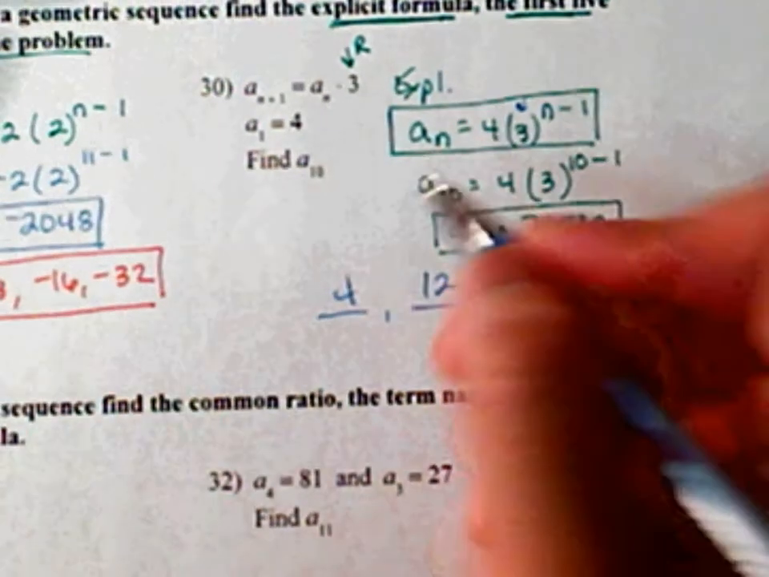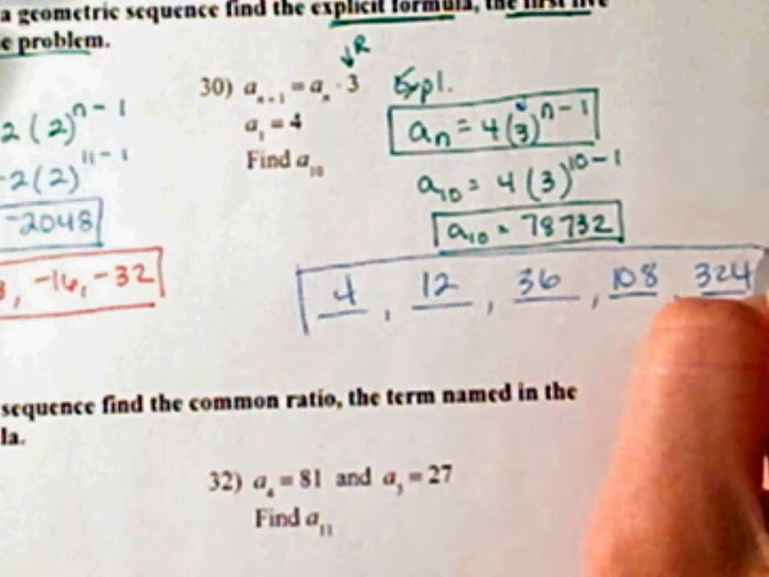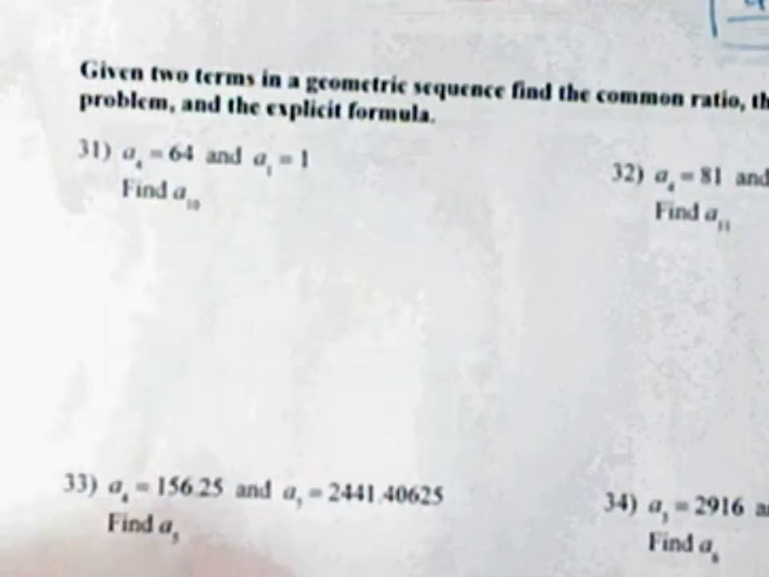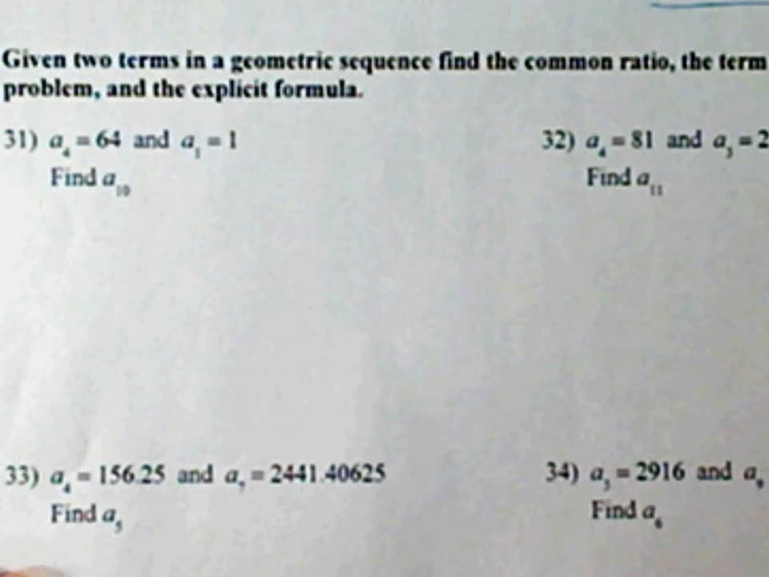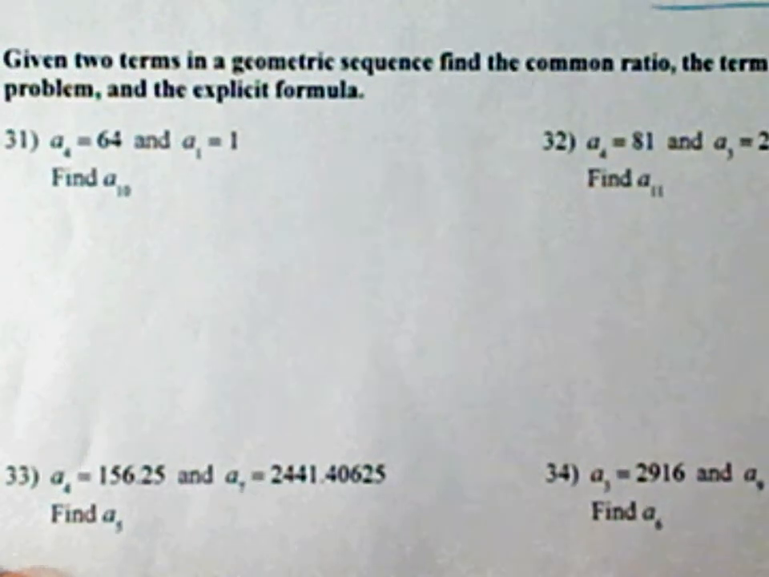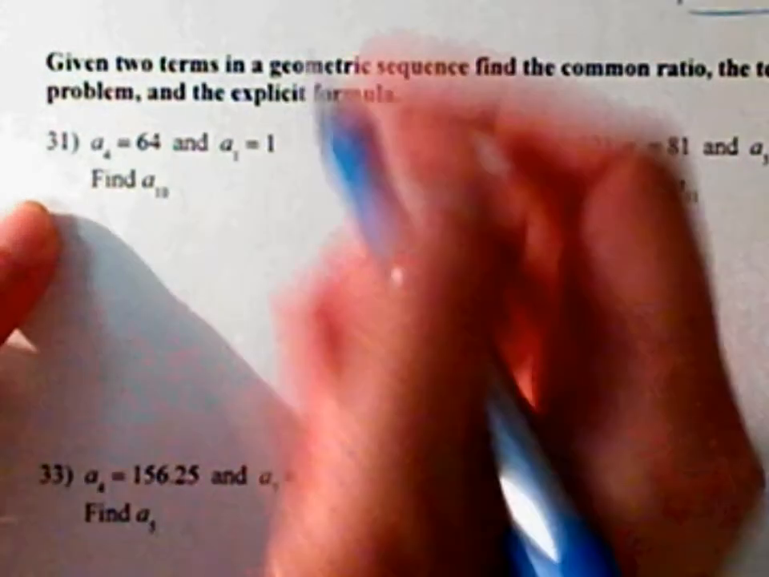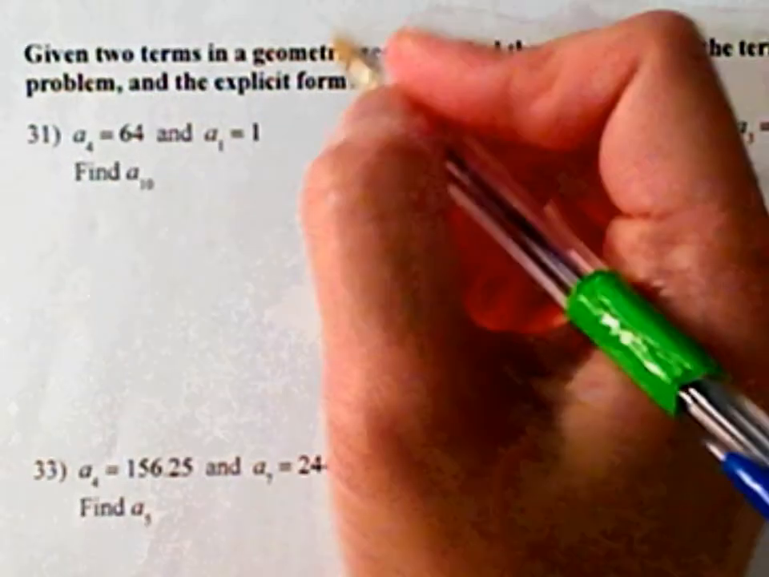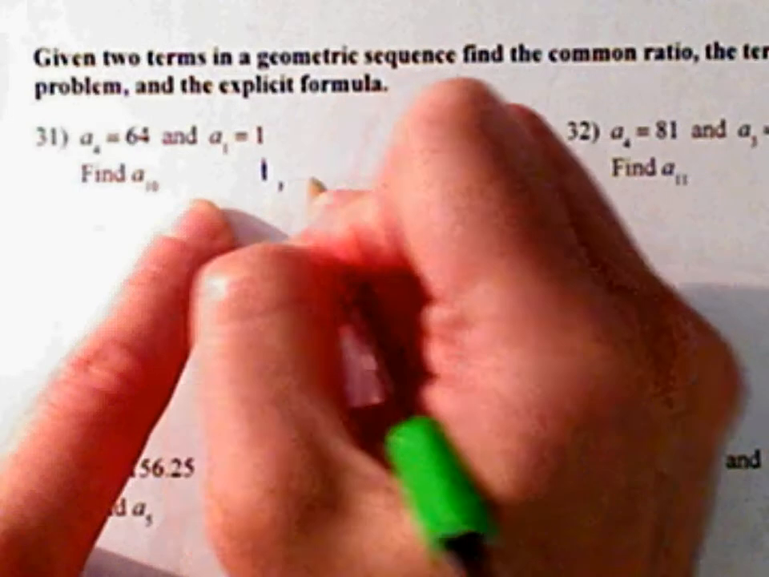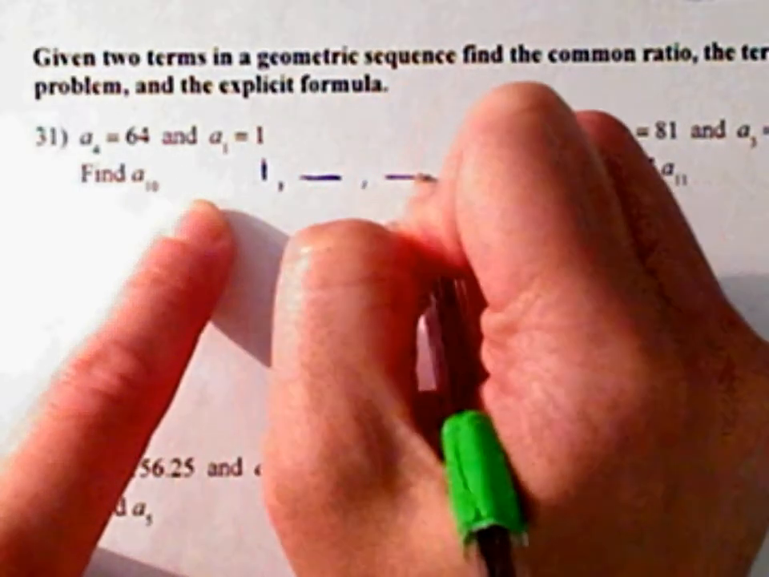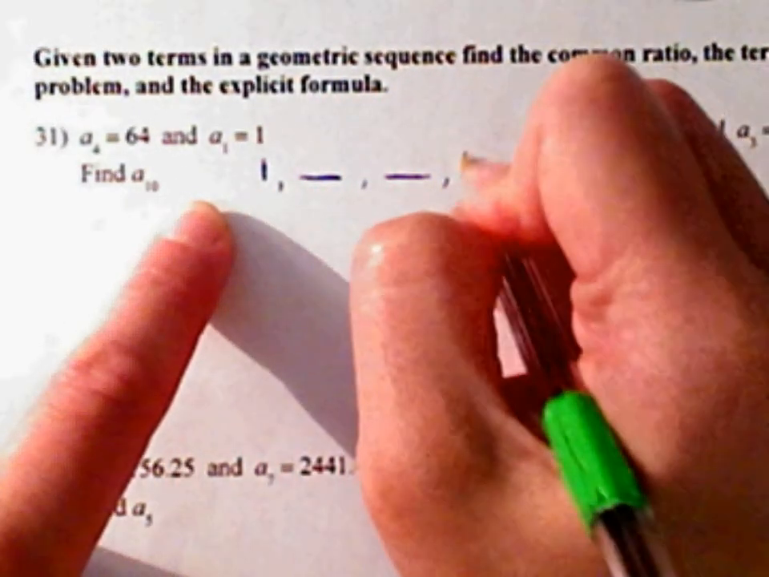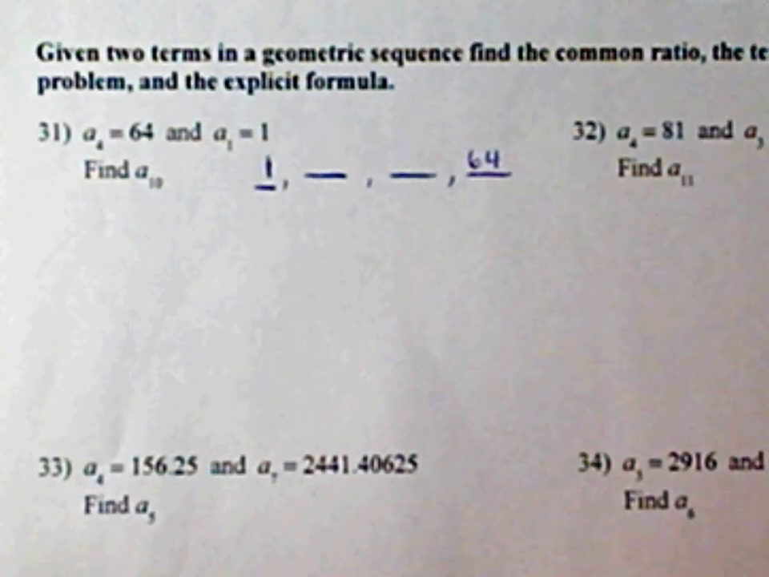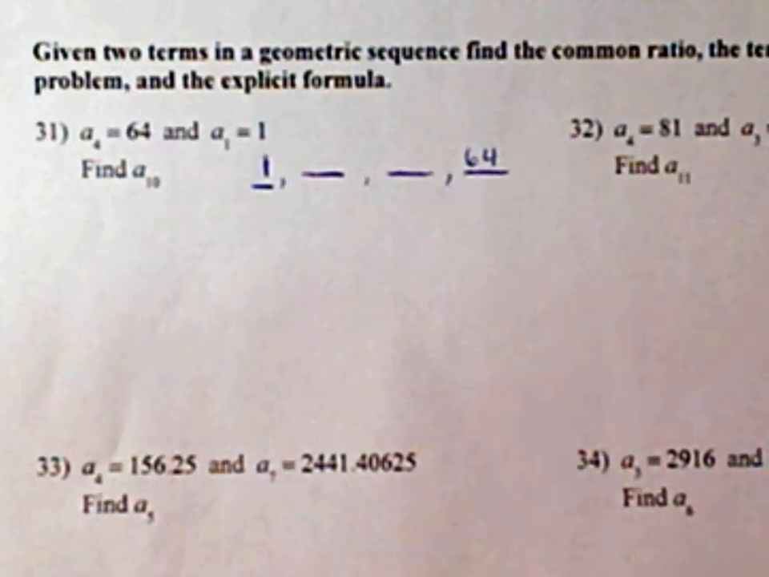Number 31. All right, let's look at number 31. 31 says, given 2 terms in a geometric sequence, find the common ratio, the term named in the problem, and the explicit formula. Well, let's take a look. First of all, if you write this out, it really helps you see, okay? You got the first term of 1. You don't know the second, you don't know the third, and the fourth is 64. See that right there? Now, we got to find our common ratio. And we got to find the term named, and then the explicit formula.